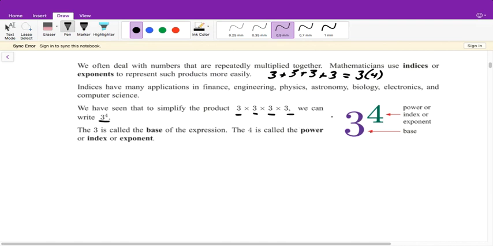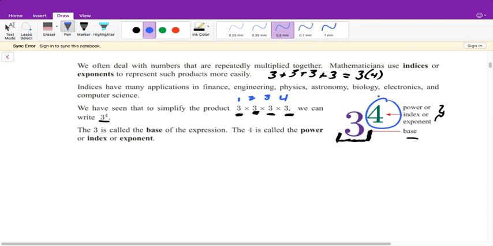This terminology that they're using over here is very important. The first thing is the number that you're multiplying together. In this case, we're multiplying 3 together. That is referred to as our base. That's something that you'll need to know, not necessarily for this year as much, but in the future, you'll definitely have to know what your base is. And then however many times we're multiplying that number together, in this case we have 4 of them, that is referred to as our power, our index, or our exponent.